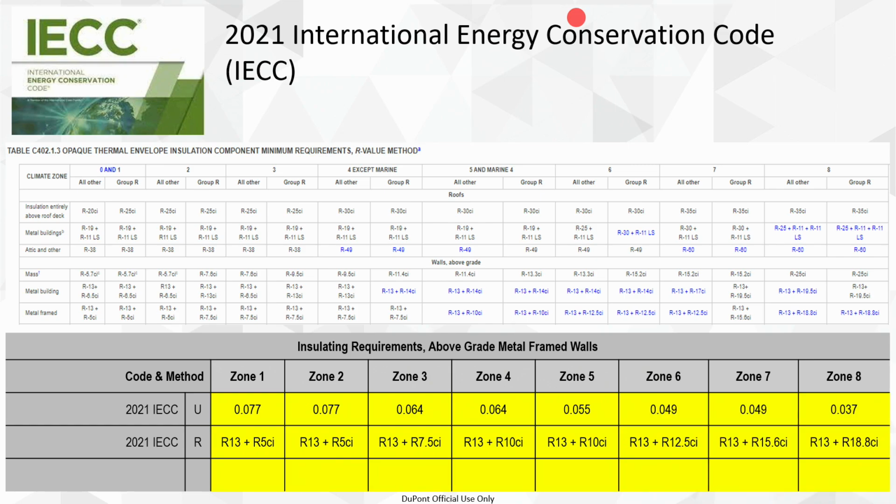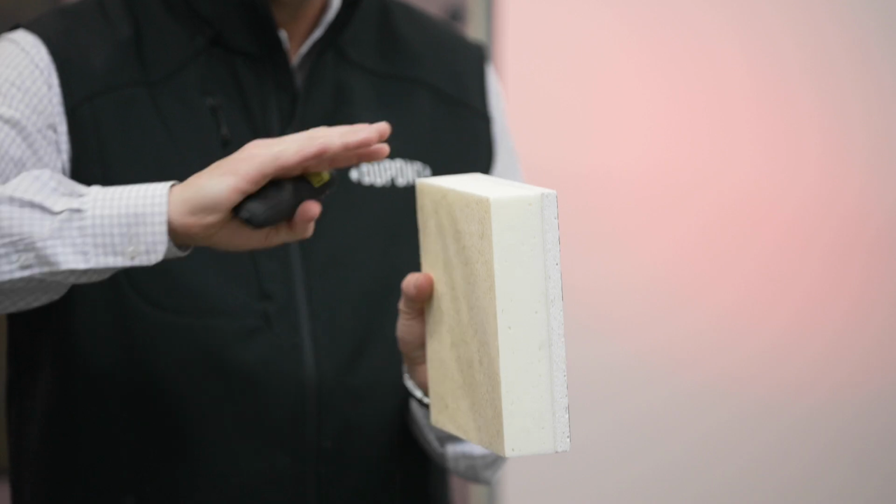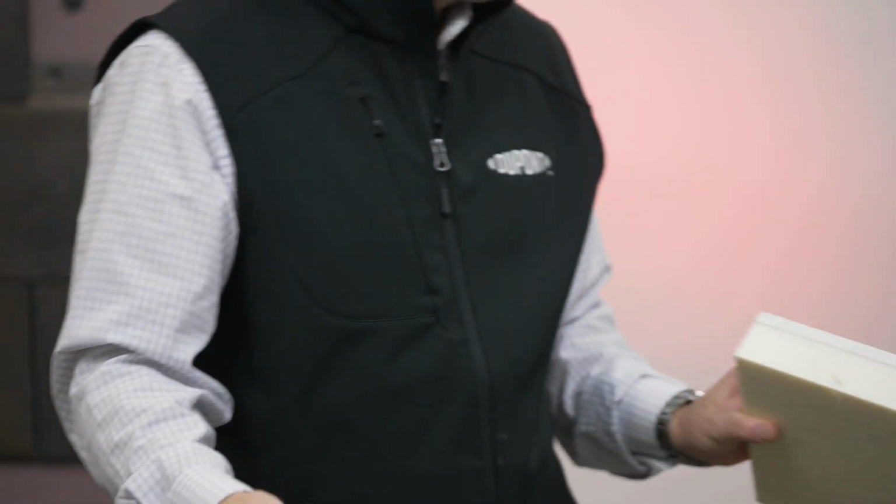There's a first number that's an R plus something. That first R plus for, let's say, Zone 5 is an R13. That means that's your cavity insulation. That's what's behind the wall here in the cavity. And then you're required to have an R10 on the outside. This product represents an R10 by itself. So if you were to take the prescriptive path and put an R13 in your wall, put this on the outside, you're finished, you've met code, you're all done.